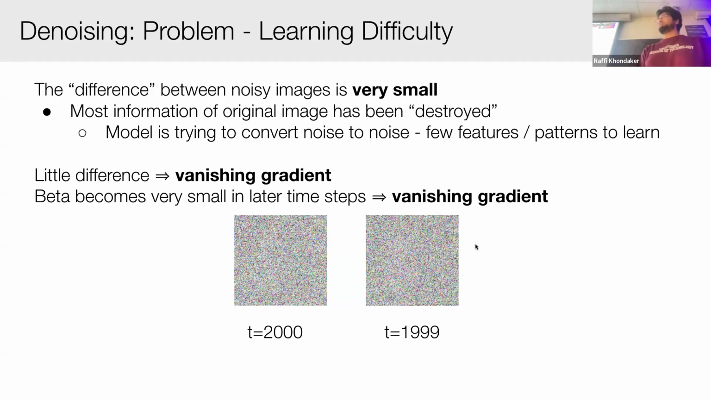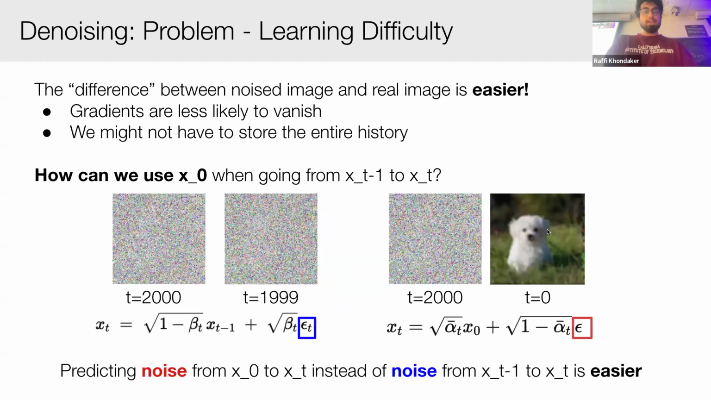So this is the more fundamental reason why we don't want to directly predict slightly denoised images. Predicting the difference is just an easier problem, because you could visually see that this way the gradients are less likely to vanish, and we don't have to store the entire history of images and image-noise pairs. Again, this boils down to this being an easier problem, both on the hardware side and the vanishing gradient prevention side.